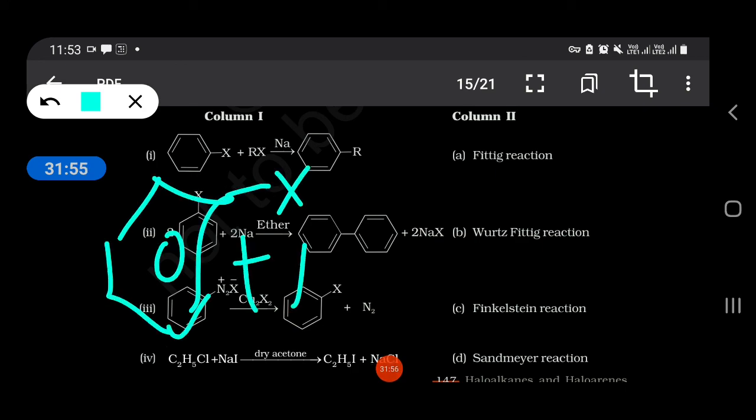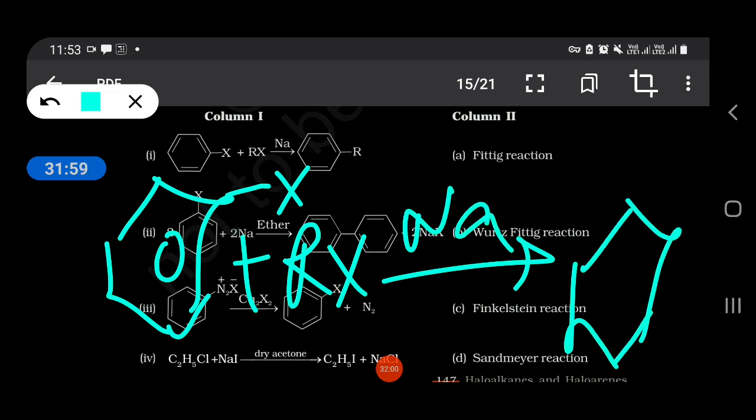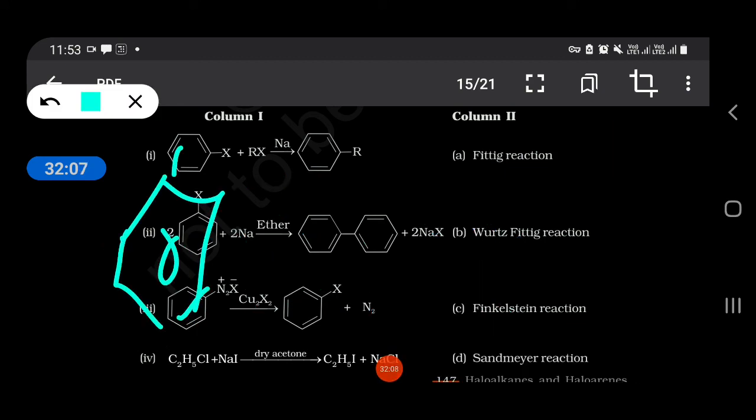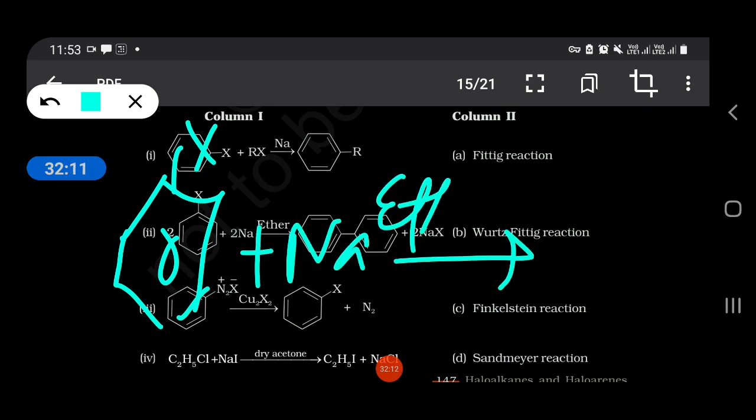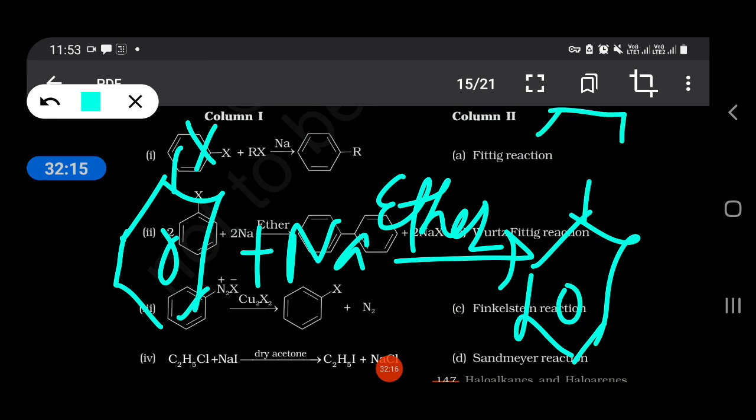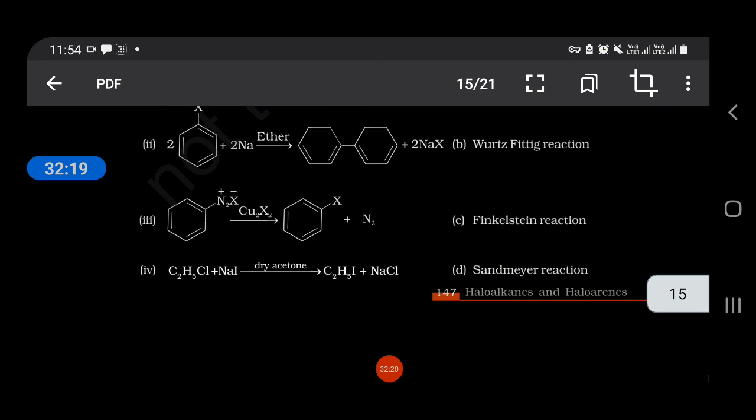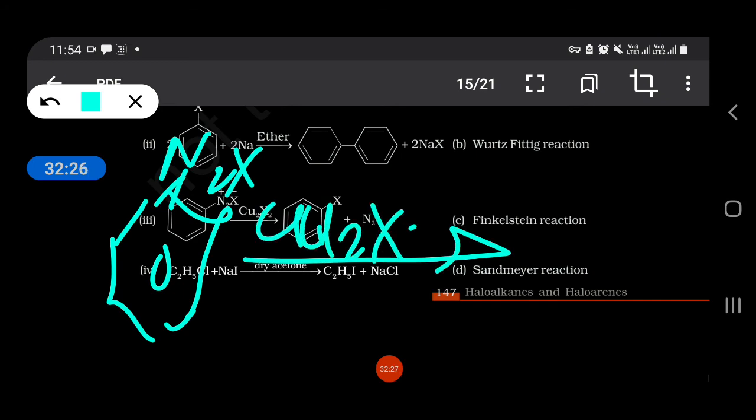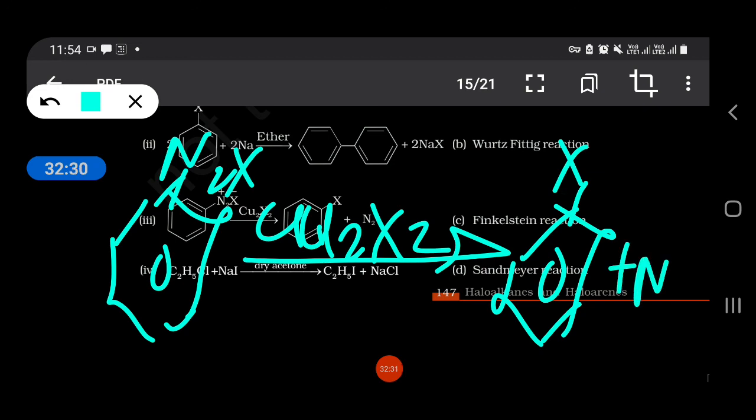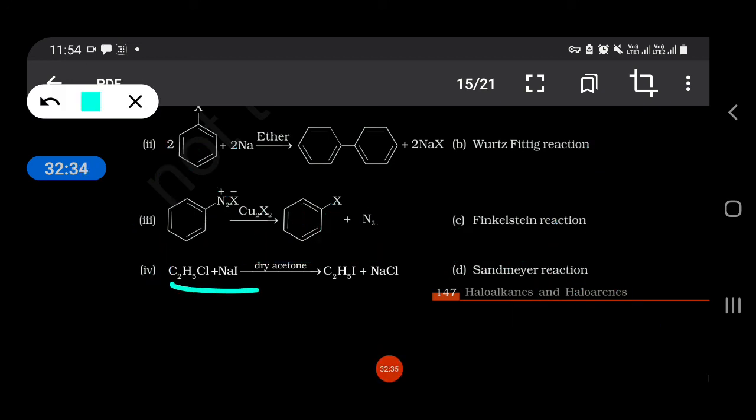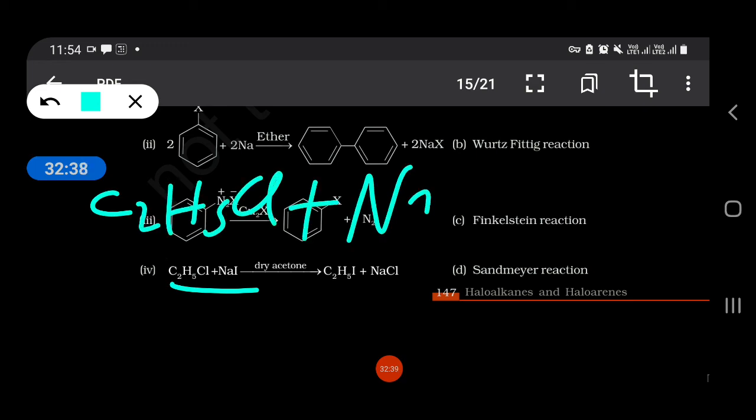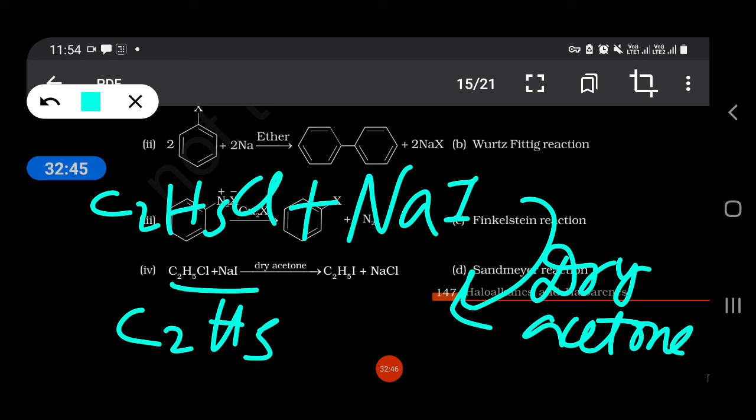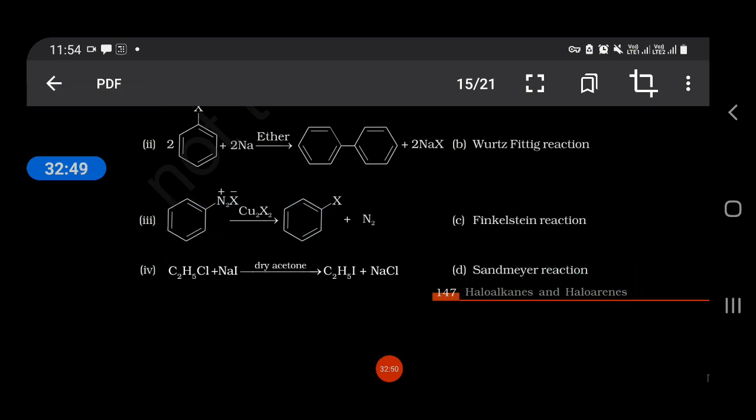So we will write the reactions like this. First one is aryl halide plus RX in presence of Na, it gives Ar-R plus NaX. And in this reaction, Na in presence of ether undergoes dimerization, giving diphenyl. And here you can see ArN2X- and Cu2X2 giving ArX plus N2. And in case of this one, C2H5Cl plus NaI in dry acetone gives C2H5I plus NaCl. So all the best for the examinations.